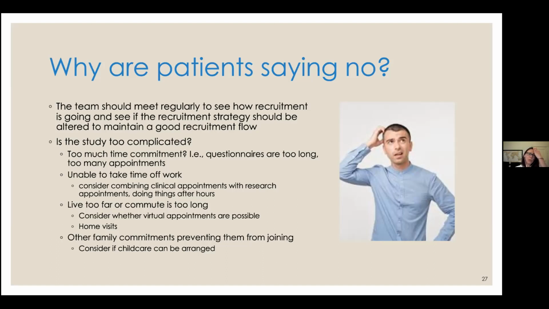It might be a little bit more difficult now during COVID, but it's still possible. So if you can do a home visit, think about that and maybe put room into your budget for that.